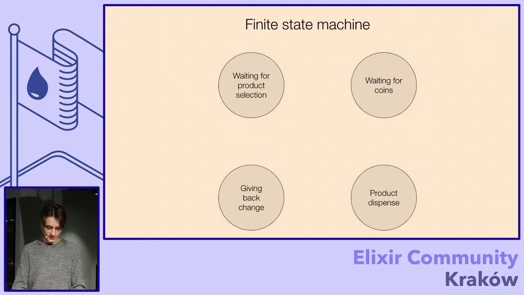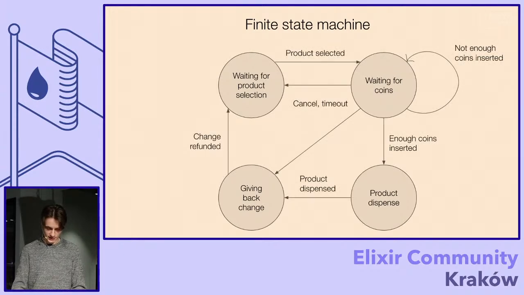So to picture it better, let's think about vending machine as a state machine. For simplicity, we have 4 states here. So waiting for product selection, waiting for coins, product dispense, giving back change. And these are the transitions. Apart from the most obvious ones, you have transitions like timeout or cancel.